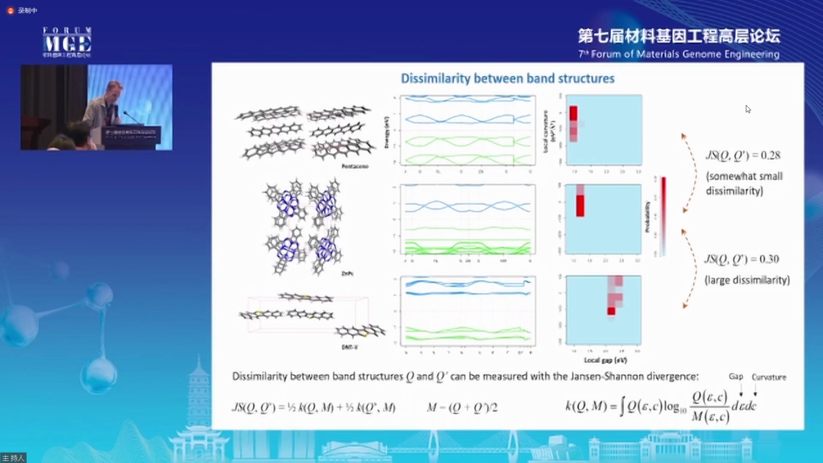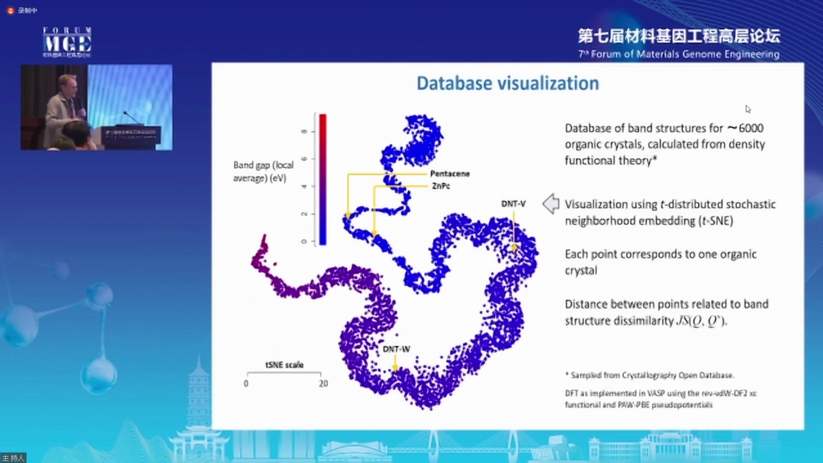Okay, what do we do with that? Well, this is what we do. We made a massive database, and this took a long time to calculate. We did density functional theory day in and day out, calculating band structures for 6,000 organic crystals. And for each pair of them, we calculate that JS dissimilarity, and we visualize the data using t-SNE. So each point is one organic crystal. And the points that are close together, those have very similar band structures.